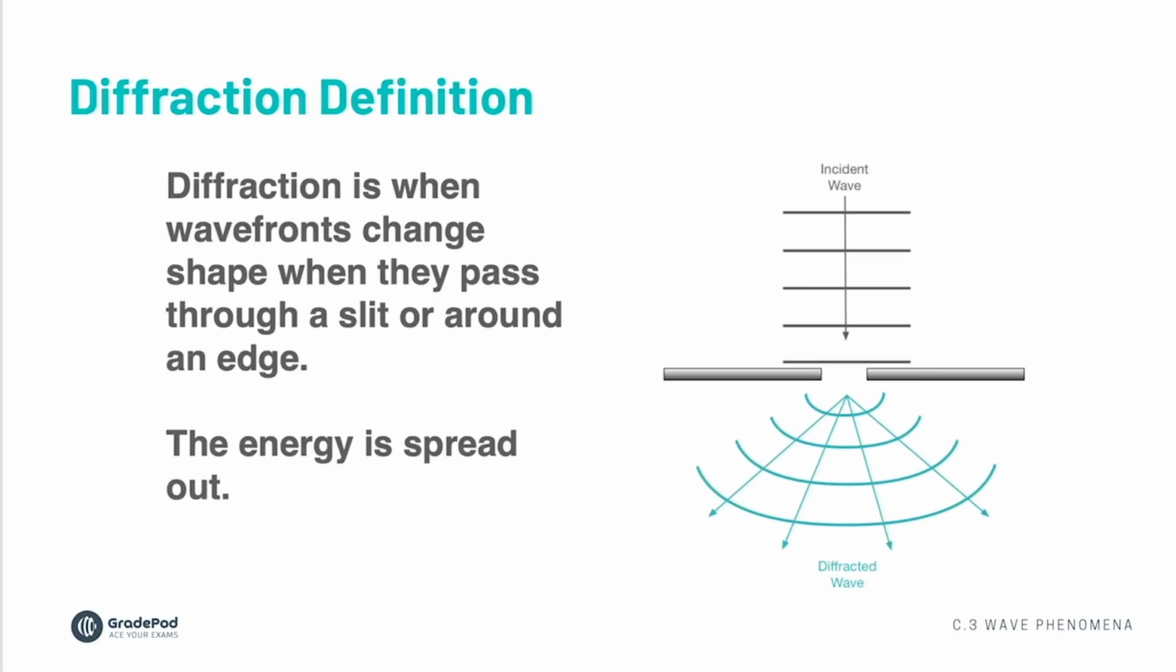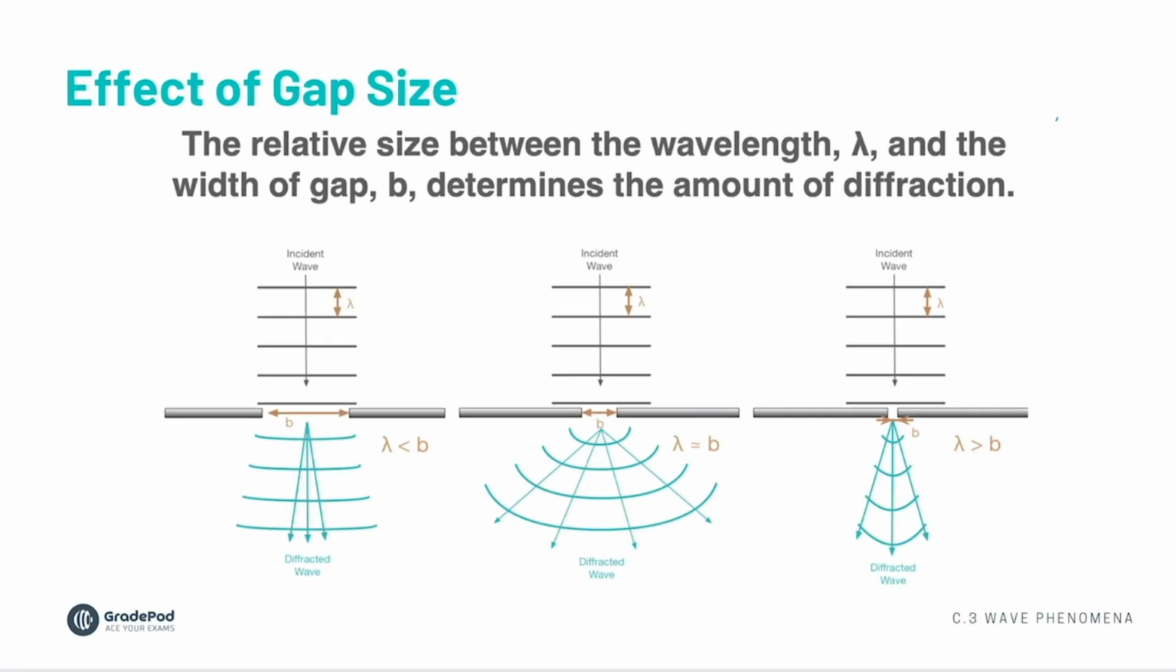Well, diffraction is when wavefronts change shape when they pass through a slit or around an edge. And in this screen here, you can see we have a slit. The wavefronts approach that slit, and after they pass through the slit, you can see that they've changed shape. They've curved round a little bit. And that curving of the wavefronts means that the energy has spread out. One of the things that's notable about the slit, or the gap size through which these wavefronts move, is the size of the gap has a really big effect on how much those waves will bend or spread out.